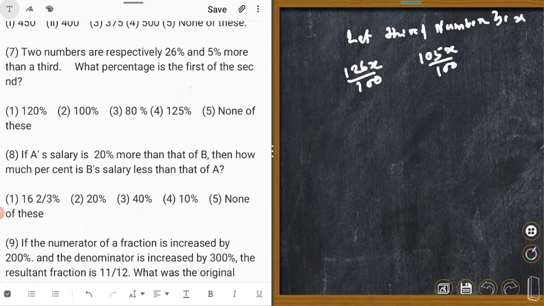So, what percentage is the first of the second number? So, the first of the second number, 126%. So, what percent is the first of the second number? Right?